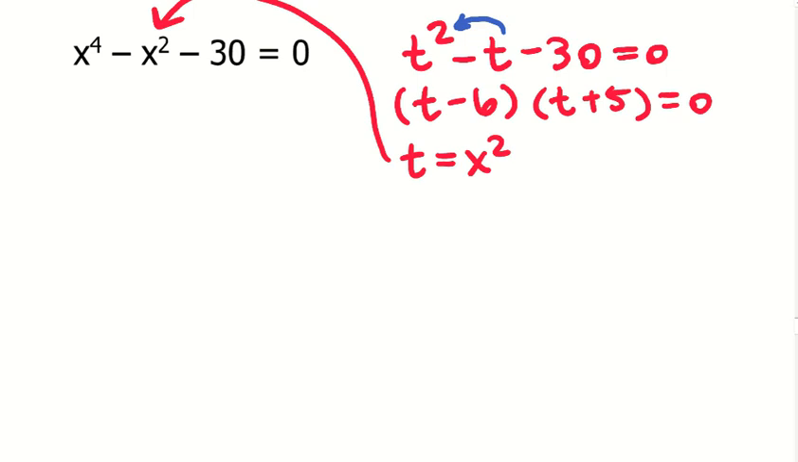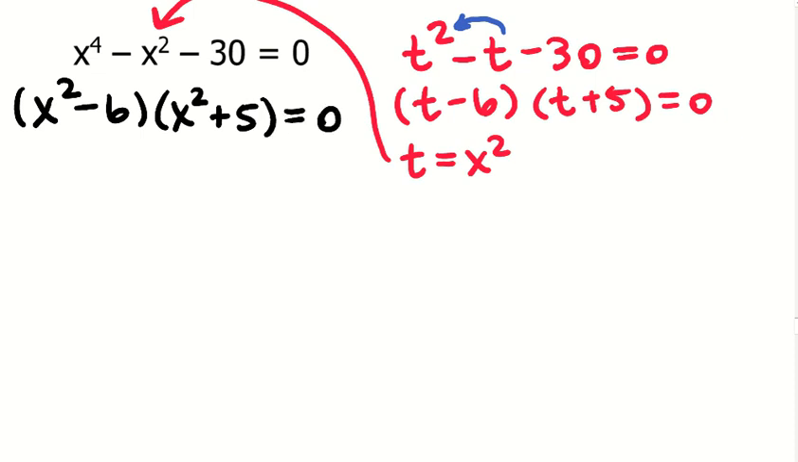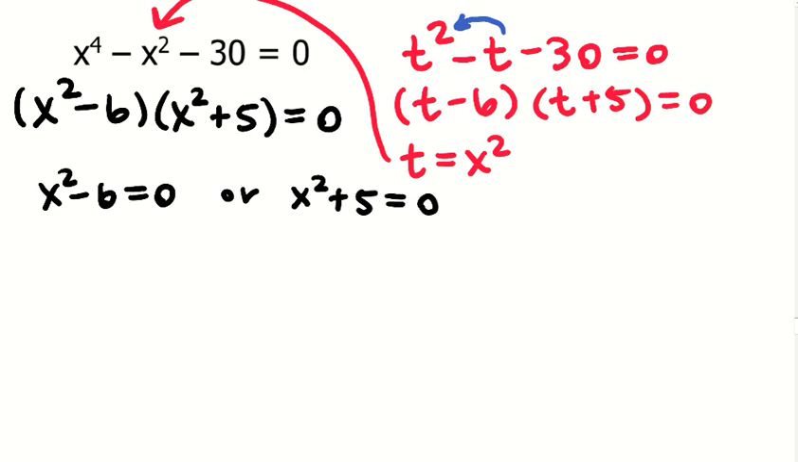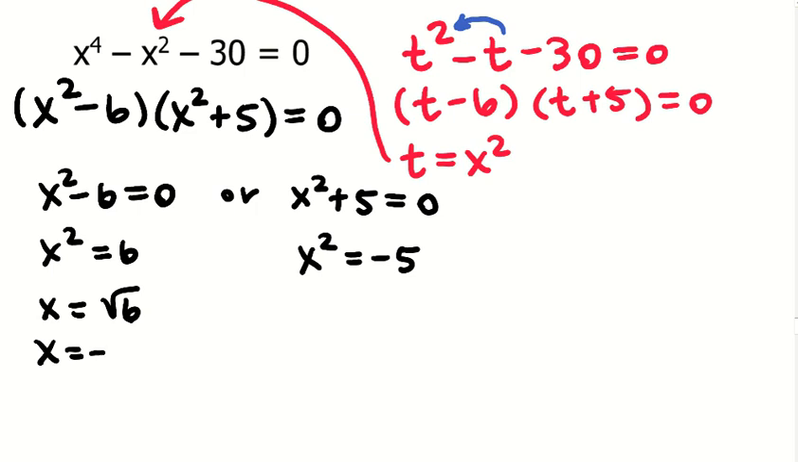So what we're going to say is that we can factor this thing in x squared. So x squared minus 6 times x squared plus 5 is equal to 0. Okay, so x squared minus 6 could equal 0, or maybe x squared plus 5 could equal 0. And this is going to happen when x squared equals 6, or when x squared equals negative 5. Okay. Well, we can solve this. We can say x squared equals 6 when x is equal to the square root of 6, or maybe when x is the negative square root of 6.